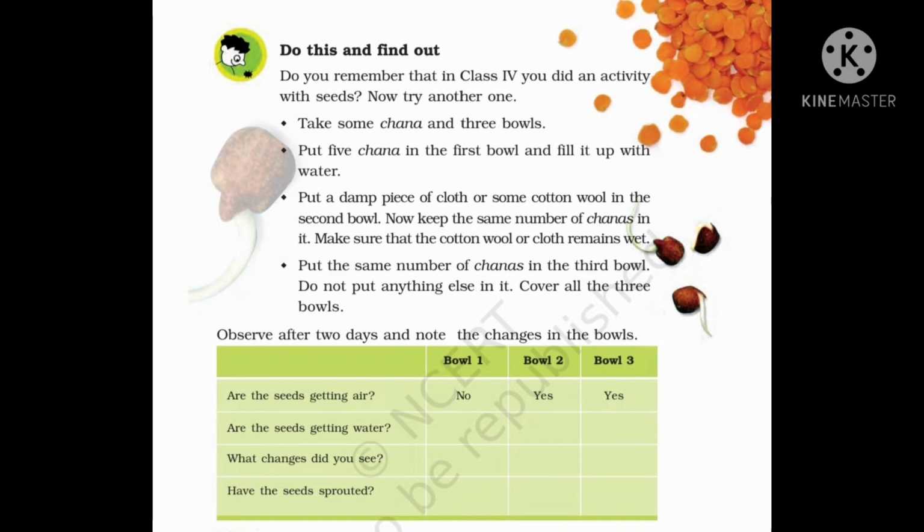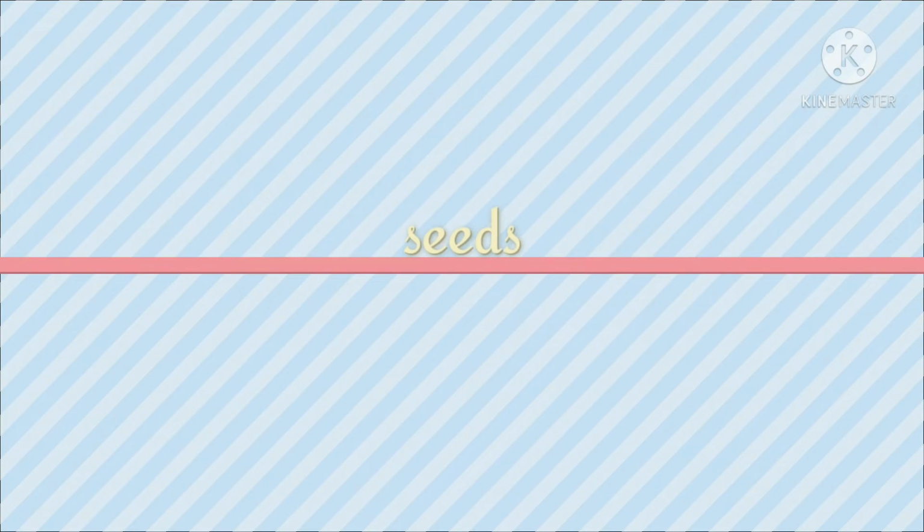Next, what you need to do is make an observation for bowl 1, bowl 2, bowl 3. Are the seeds getting air? Are the seeds getting water? What change do you see? Have the seeds sprouted? So these are the kind of observations you need to make separately for the 3 bowls of chana that you have prepared.